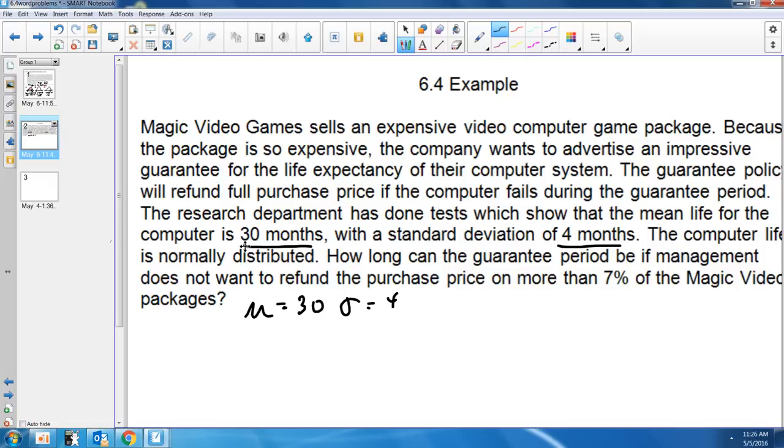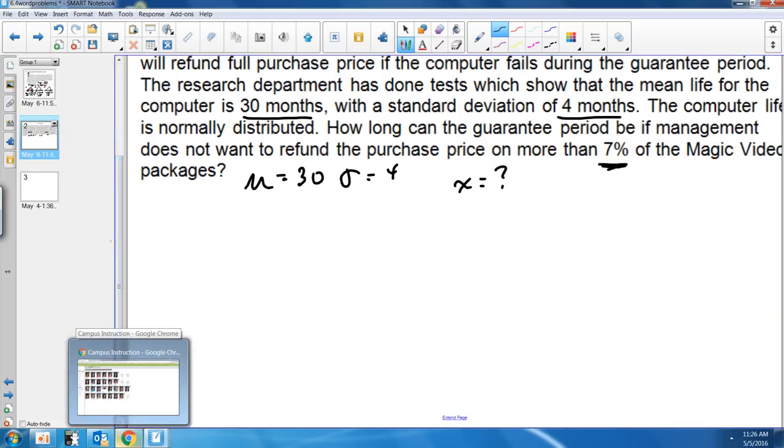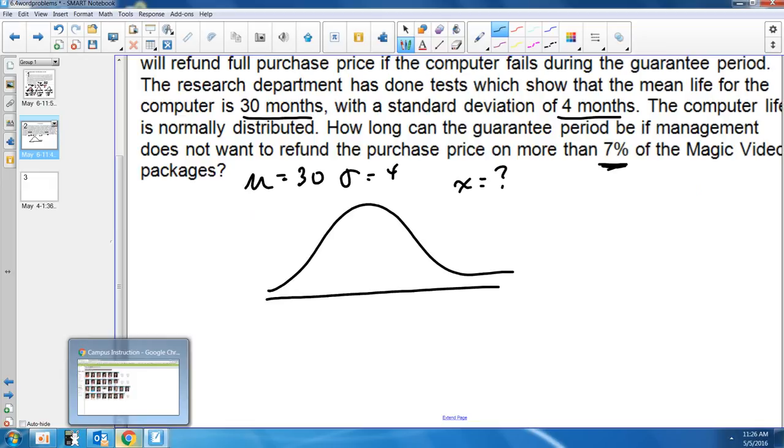The question here is, how long? What is your X? How long can the guarantee period be if management does not want to pay out more than 7% of the people that it sells the software to? How many months does the warranty have to be good for them not to spend all this money on paying these people out? So what's really happening is it's giving me my percent. Therefore, when I look at this graph, it says no more than 7%, which means 7% or less that it's paying out. That probability is 7%.